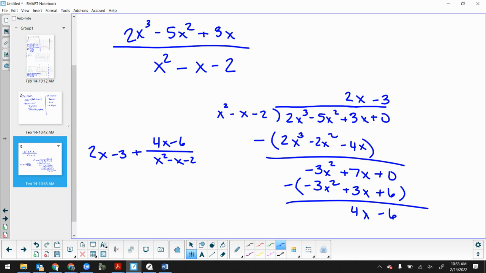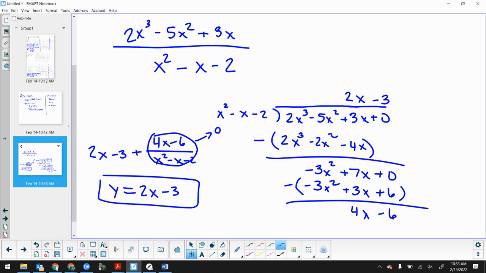And essentially, do I even have to calculate what the remainder is? No, because if I make x go to infinity, this will go to 0. That will eventually cancel out because the degree on the bottom is bigger than the degree on the top. This is a number divided by a big number, which is essentially going to 0. So the slant asymptote is y equals 2x minus 3. That's the equation of the slant asymptote.